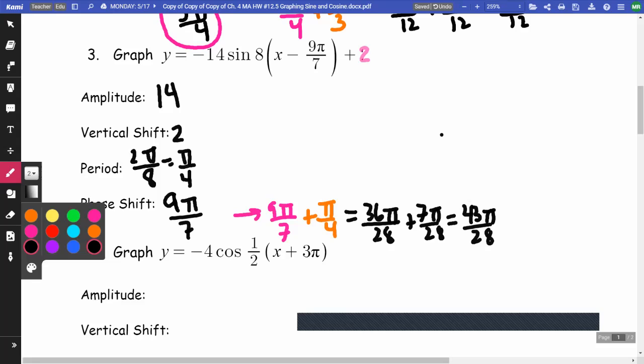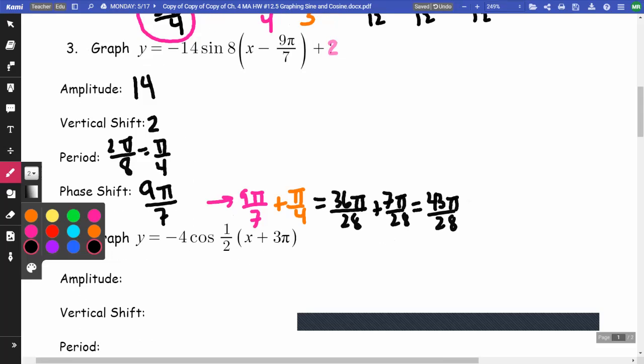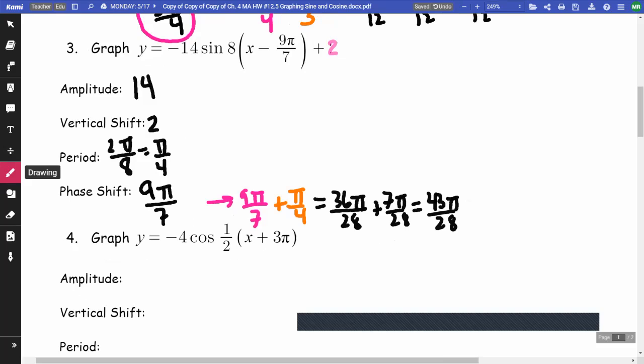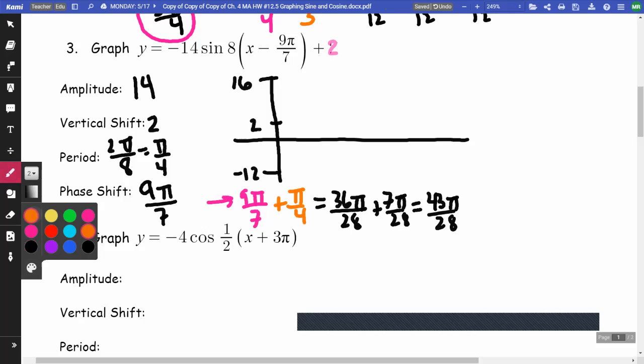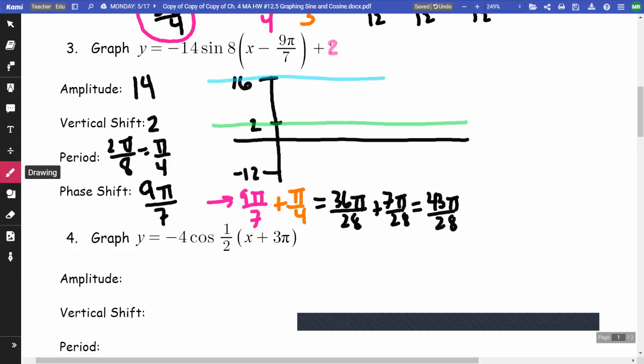So when we're doing this, let me get this. Let's see, I'm positive. I'm starting up at 2. Okay, so let's say that that is 2. I'm going to be going 14 above that. So let's say 16. 14 below that. So that's going to be negative 12. And I'm going to have my vertical shift here. My high is going to be 16. My low is going to be negative 12.